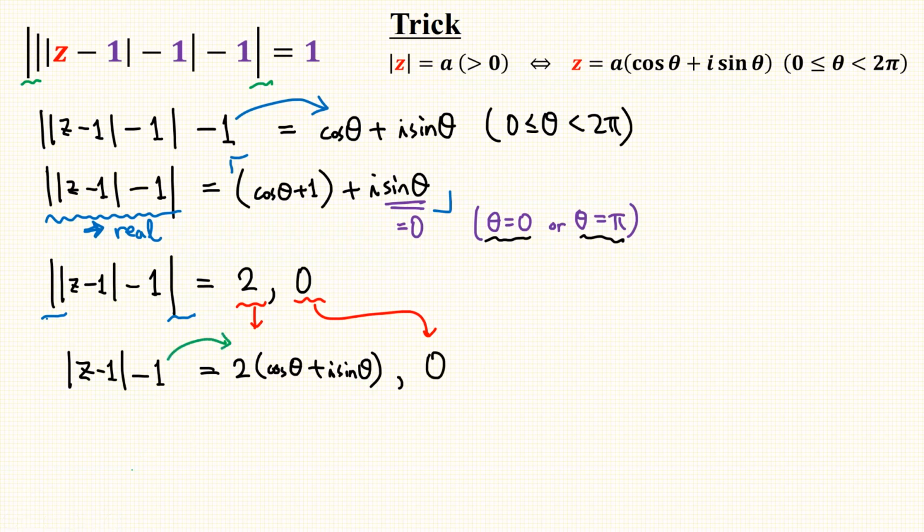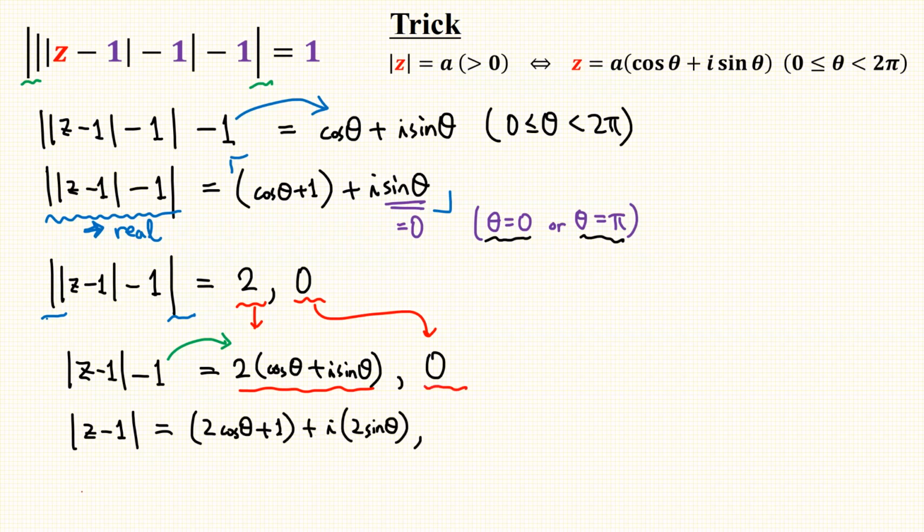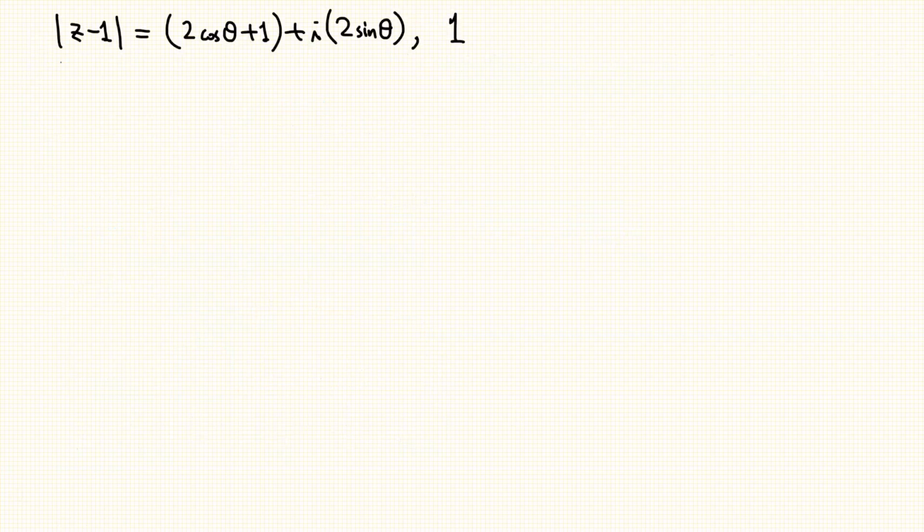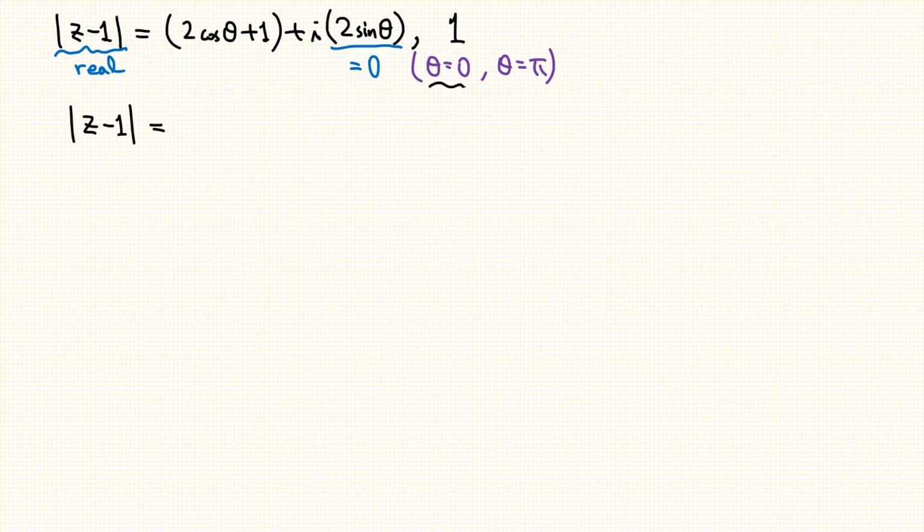Again, moving 1 to the right hand side, we have absolute value of z minus 1 equals, from here, we have 2 cosine theta plus 1 plus i times 2 sine theta. And from here, we simply have 1. Again, since this left hand side is real valued, the imaginary part on the right hand side must be 0. So only theta equals 0 or theta equals pi are possible. So we have absolute value of z minus 1 equals, if theta equals 0, we have 3. If theta equals pi, we have minus 1, and then of course 1.